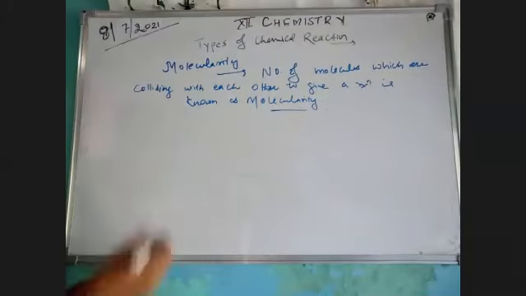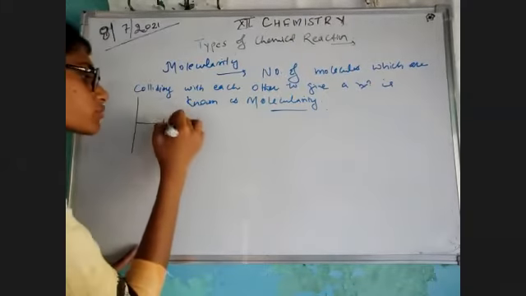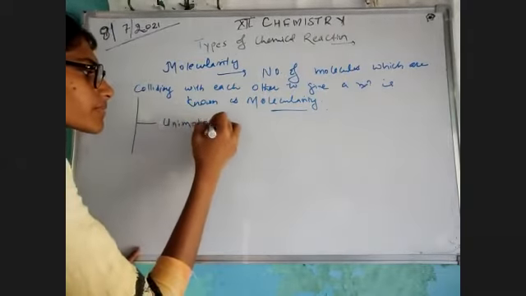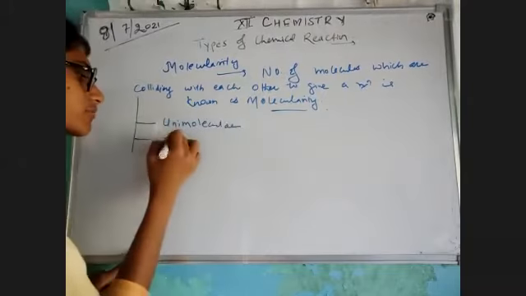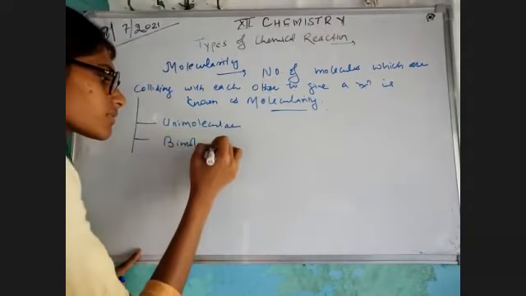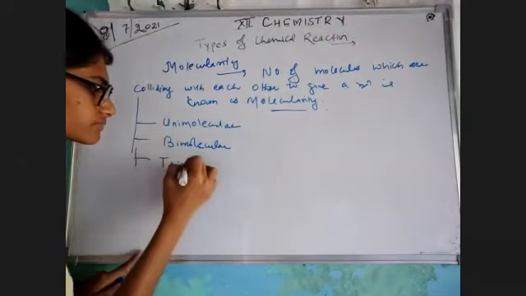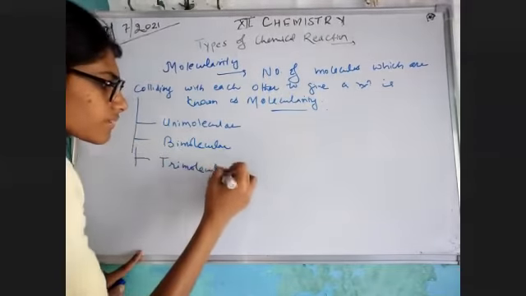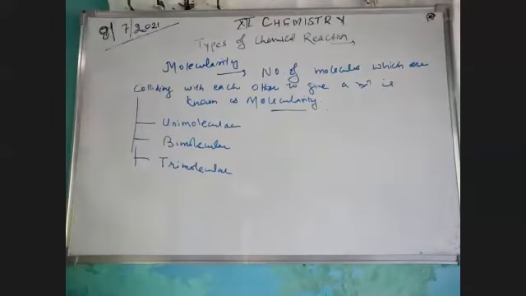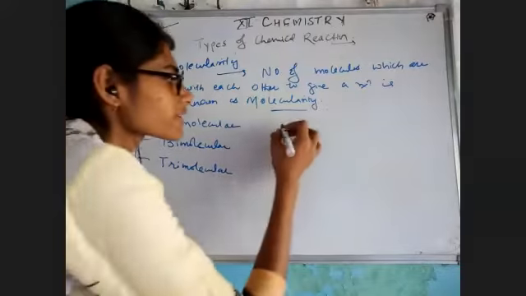Okay, so it has many types. For example, unimolecular, bimolecular, trimolecular, and many more, right?